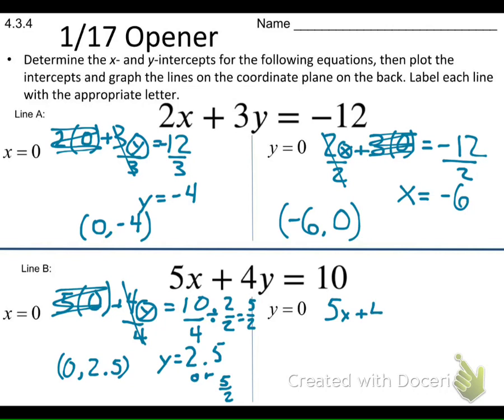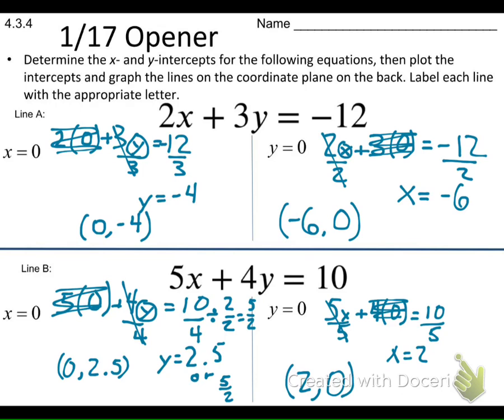So 5x plus 4 times 0 equals 10. What's 4 times 0? 0. And divide both sides by 5 so I can get that x alone. 5 goes into 5 one time. 10 divided by 5? 2. And what's that ordered pair going to look like? 2, 0. Perfect. Okay.